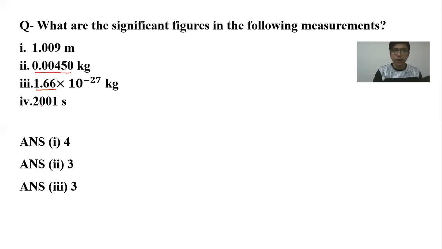And if we talk about these 2 zeros, they lie between 2 non-zero numbers. That is where they are significant. So the answer would be 4. In this way, we will tell how many significant figures are there in a measurement. So this is the answer for this question. Let's move on to the next question now.